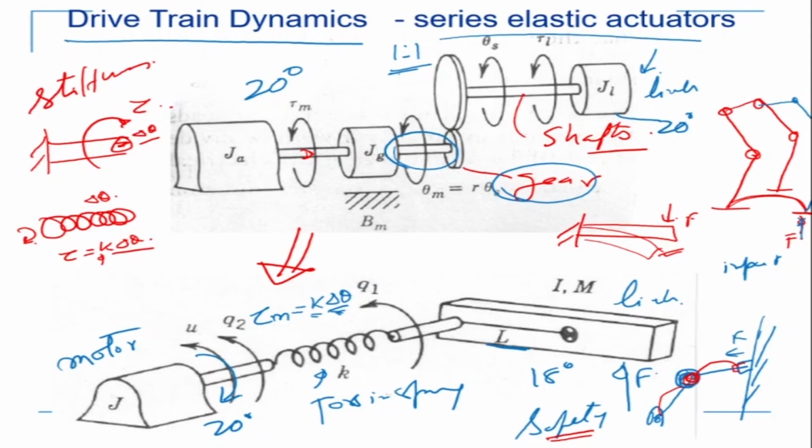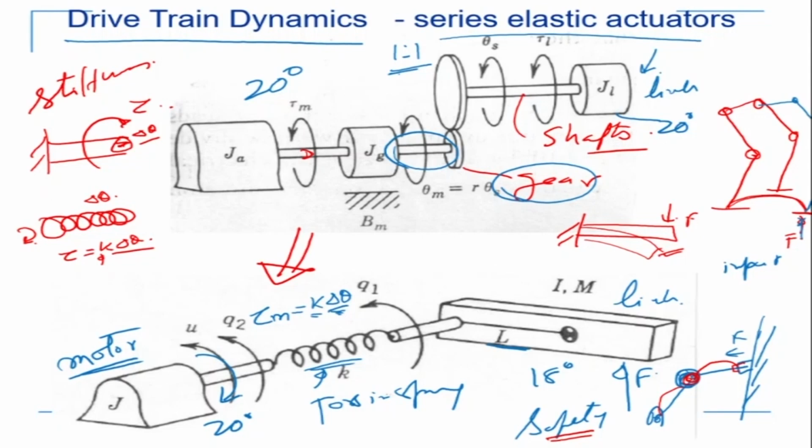Okay, that's the reason why it's called series elastic actuators. So this is an actuator which is a motor, but the output of the motor is connected to a series spring, a torsion spring in series, and then it goes to the link side. Now we need to understand very carefully the meaning of stiffness here.